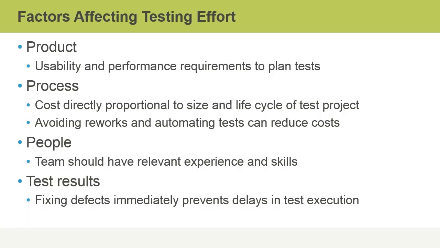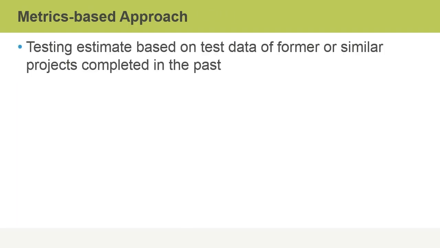Test results. Using the test results to address defects immediately not only prevents delays in test execution and meet committed test project estimation times, but is very likely to have a positive impact on the successful delivery of a quality software product. There are two approaches that can be used to estimate a test project: metric-based and expert-based approaches. Let's consider metric-based approach first.